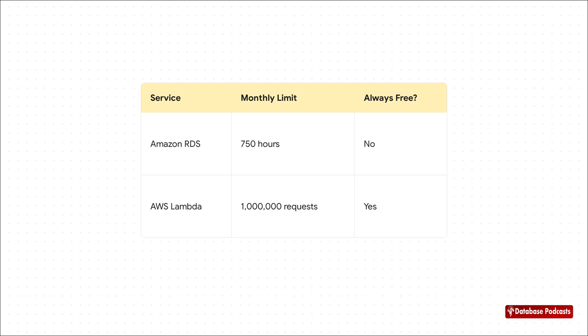For example, for a virtual server, that's an EC2 instance, or a database, you get 750 hours a month for your first year. That's basically enough to run one of them continuously. But for a service like AWS Lambda, the deal's even better. The first million requests you make every single month are always free. Not just for a year, but forever.